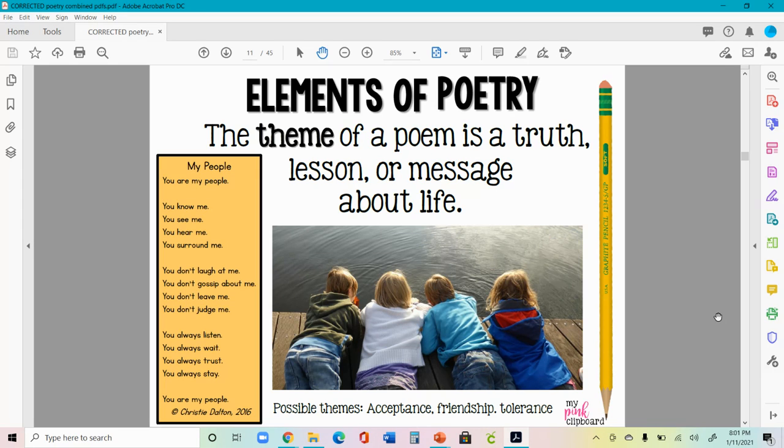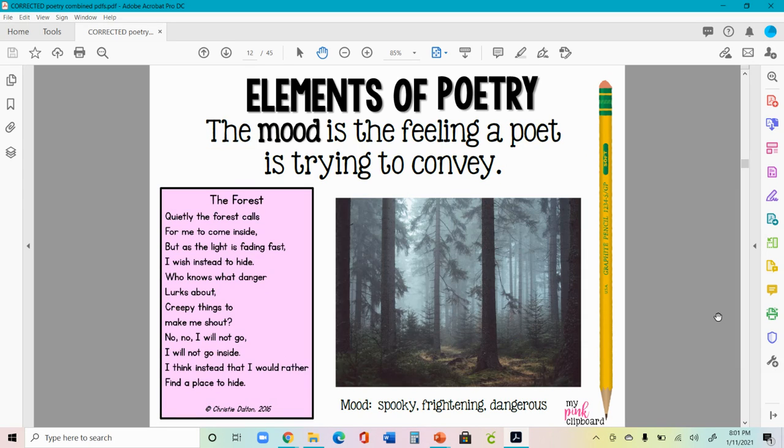So the possible themes, and it could be even more than these, are acceptance, friendship, tolerance. Tolerance is when you're talking about accepting people and their differences. So you're always going to look for the message of the poem.